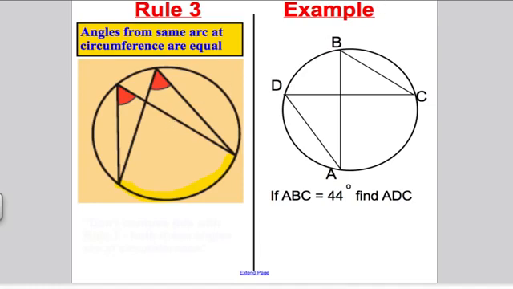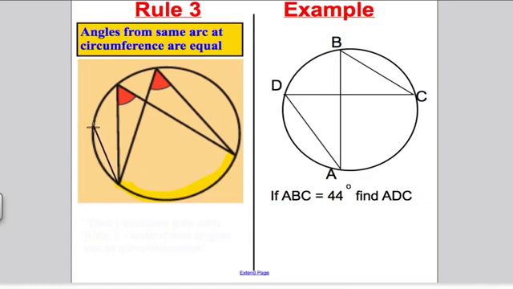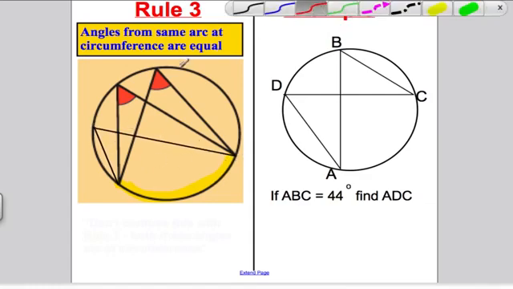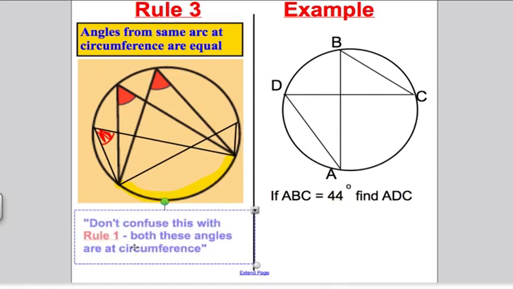Now it's not just two angles. As long as I start from that arc and I finish back at that arc, that angle there would also equal the other two red ones. So that would be the same there. And I could do that indefinitely. I could go from here to here, and that would be the same. So angles from the same arc are equal.